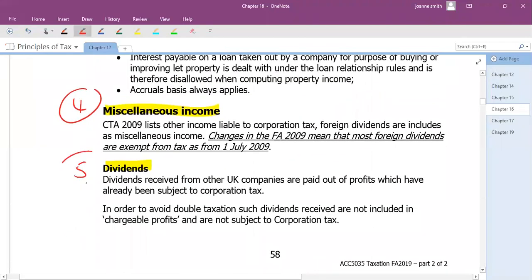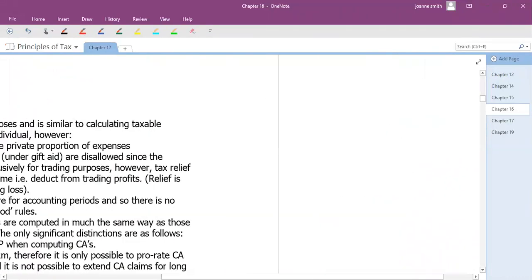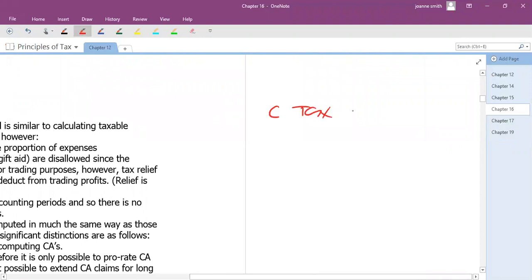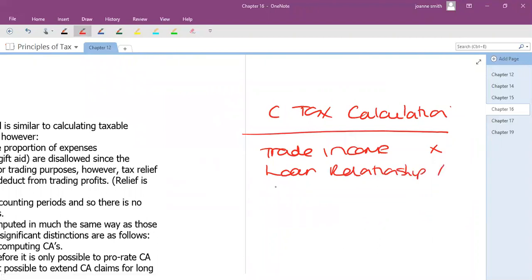And what we need to do is how to put all of this together in order to work out the total profits for a company. So if we were doing a corporation tax calculation, we would be given the information for all these various things. So we will need to know how to work out, for example, the trade income. So where do I get that figure from? Where do I get the money, the figures from for the loan relationship? Where do I get the money from the property income, and so on.